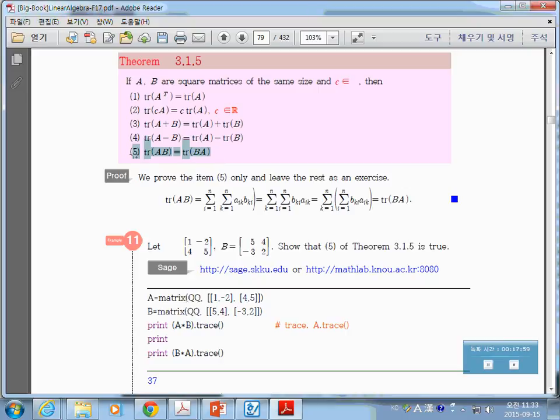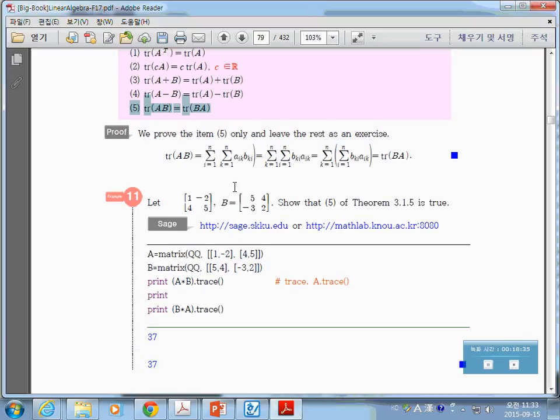How do you prove this one? Just think about the main diagonals of AB, and sum up all those main diagonal entries of the matrix AB, and also sum up the main diagonals of the matrix BA. Then you will see they are all the same. So this is a very important property that you can easily check. All you have to do is add the main diagonals of the right-hand side and left-hand side to compare.